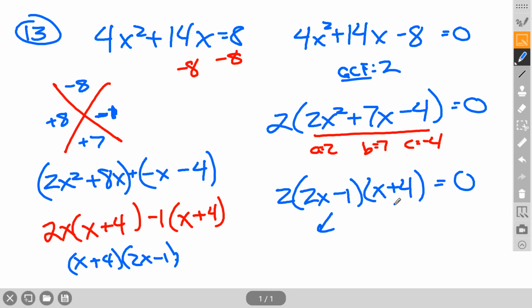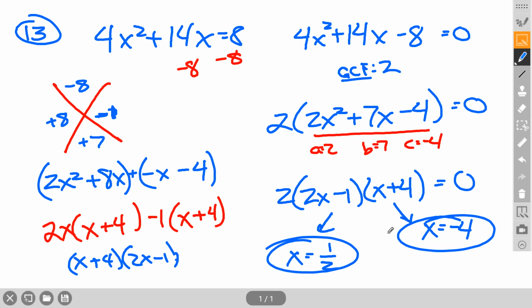Each of these provides me with a solution. This one provides me with the solution negative 4, and this one provides me with the solution 1/2. And remember, you find those by setting them equal to 0 and solving those equations. So 2x minus 1 equals 0 means x is 1/2. x plus 4 equals 0 means x is negative 4.